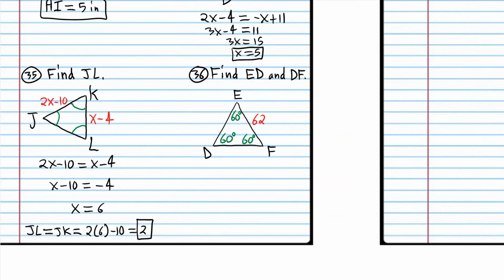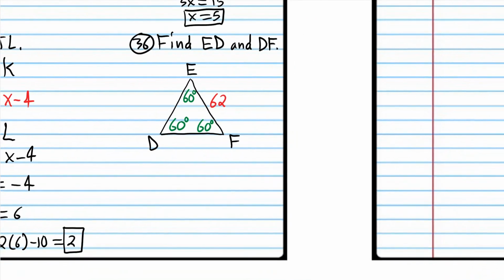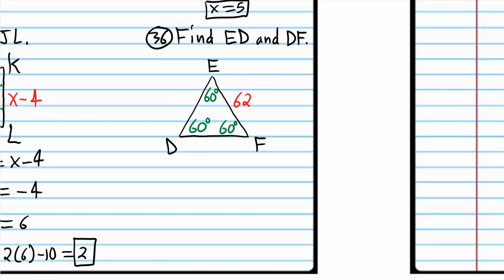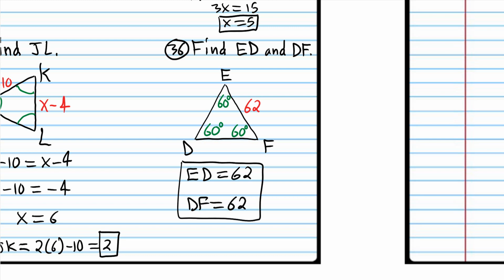All right, so now it's time for you to try a problem. We're starting off with an easy one here. So do number 36, and when you come back, we'll do it together. All right, we're back. We know that this triangle is equiangular. Because it's equiangular, it must be equilateral, meaning all the sides must be congruent. So side ED must be equal to 62, and side DF must also be equal to 62. So in that problem, we were looking for two quantities there. So remember, you got to read those directions carefully.